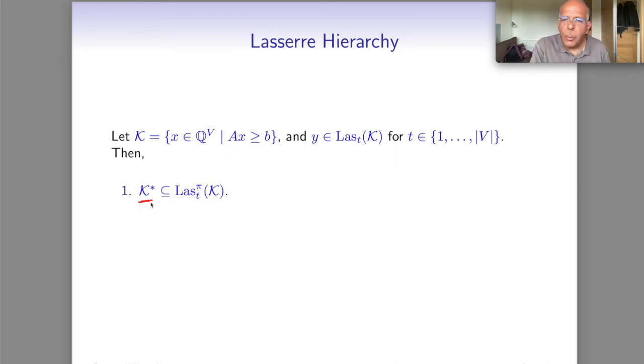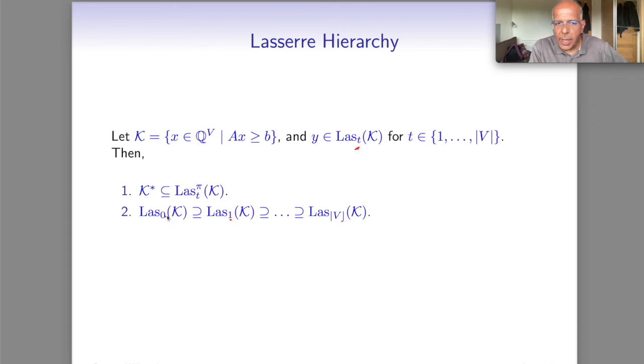K star is the thing we're interested in, which is the convex hull of the integer points inside K. This is contained in all of these. Ignore the pi here for a moment. As you increase the degree of the Lasserre hierarchy, you get tighter and tighter restrictions. And at the end, again ignoring the pi, if you take t all the way up to the size of V, you get K star, which is exactly the convex hull of the integer points.